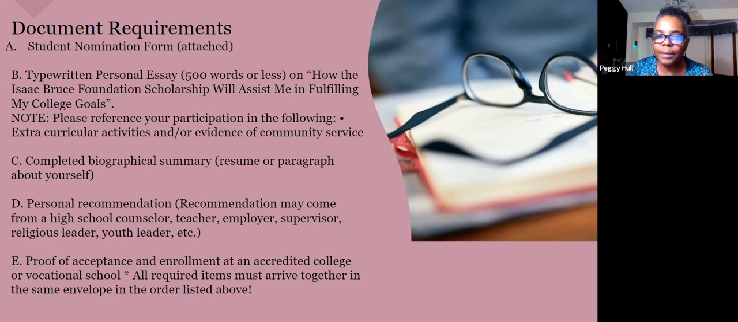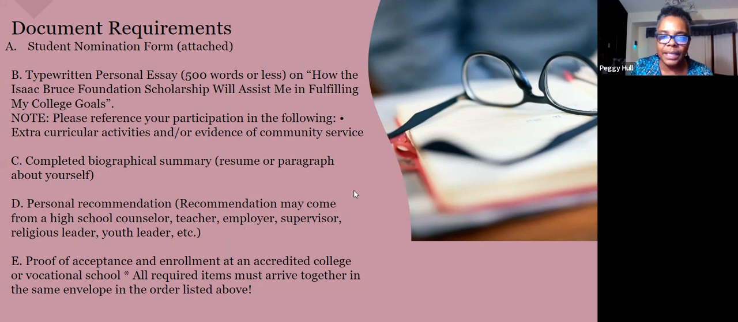Personal recommendation may come from a high school counselor, teacher, employer, supervisor, religious leader, youth leader, etc. Let's say this is an application for seniors in high school, but because I wanted to get a head start, I started on those recommendation letters in my junior year. So again, that's another piece of the application that you've already had completed.